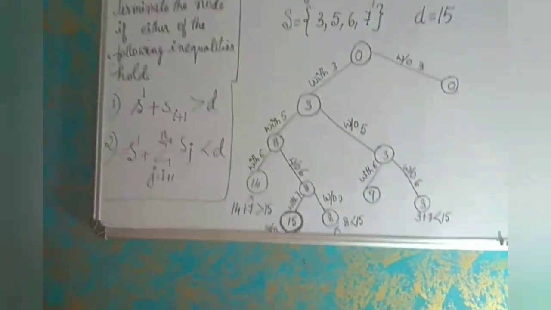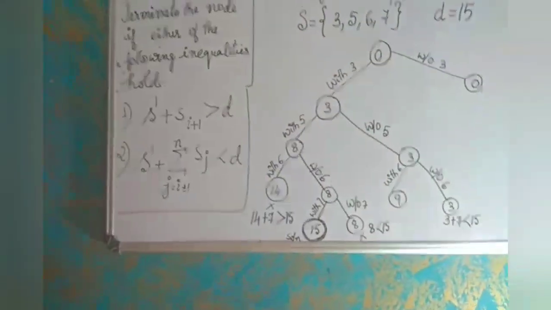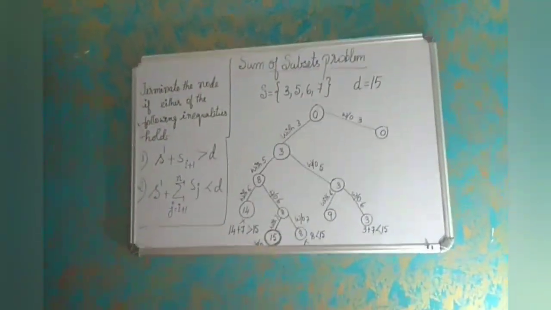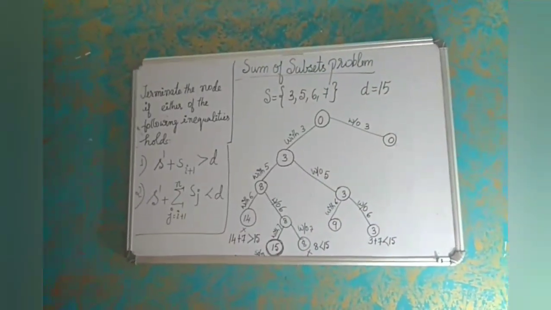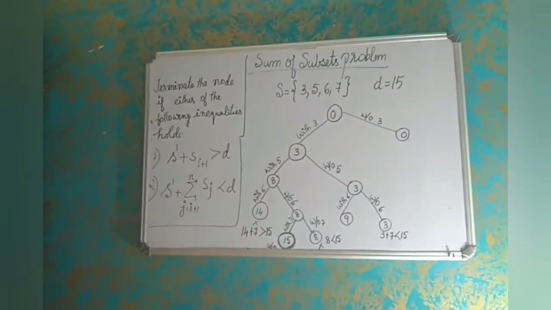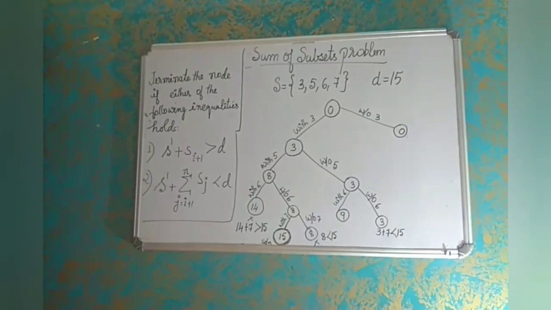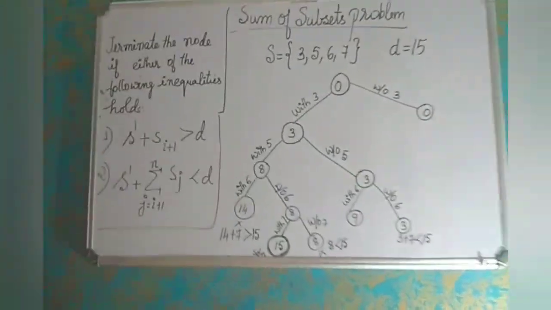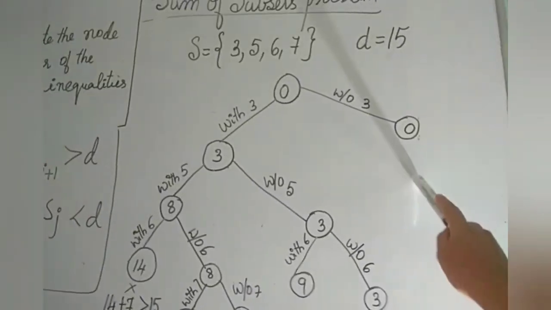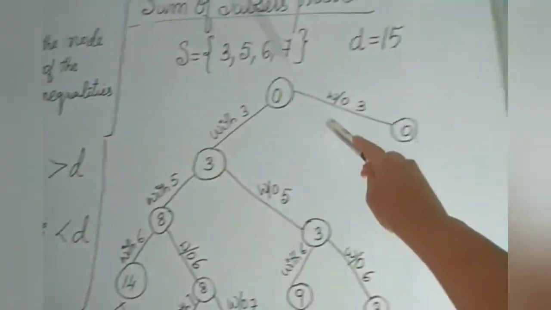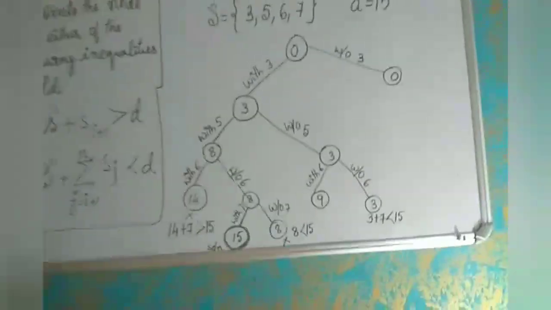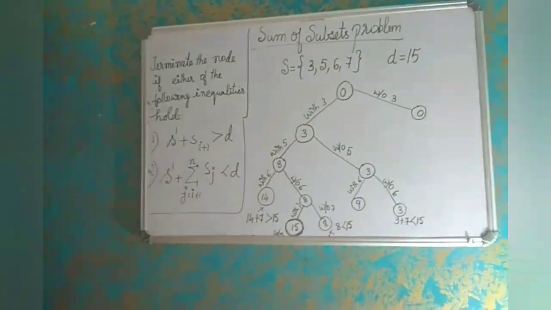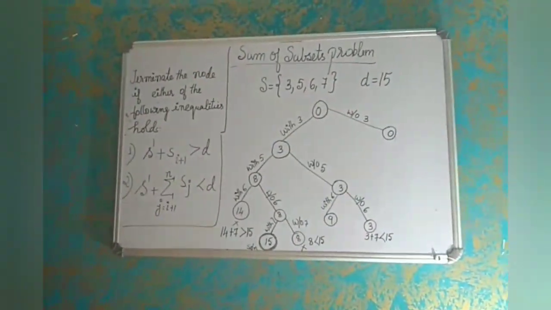Now what about the right child? Right child represents the exclusion of the item. Exclusion of the item means we have not considered the element 3. If you don't consider that element 3, then the sum remains the same as that of the root, which is equal to 0. So one is with the 3 and this is without 3. 3 here is S1, with S1, without S1.